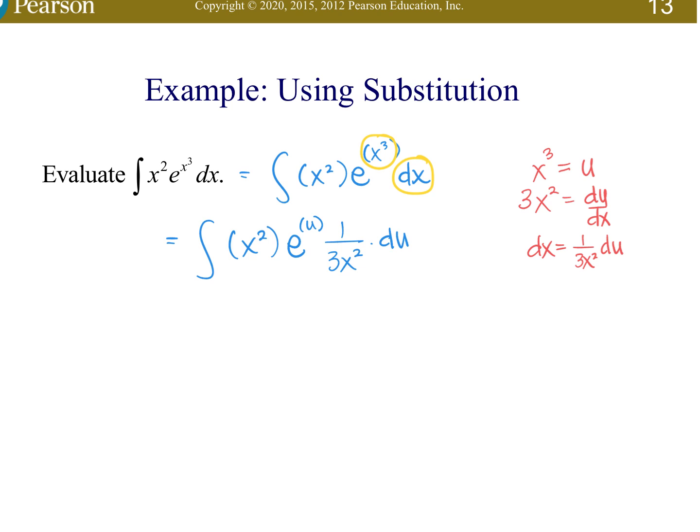So our faith in the process should be rewarded at this point, because our faith showed us we needed to choose the higher power. And now the x squared terms reduce. So we're left with 1/3 of e to the u du. So 1/3 was my constant. Then I can work on an antiderivative.